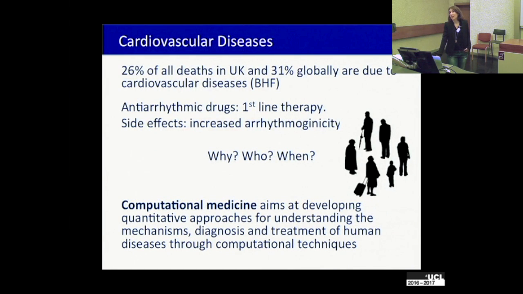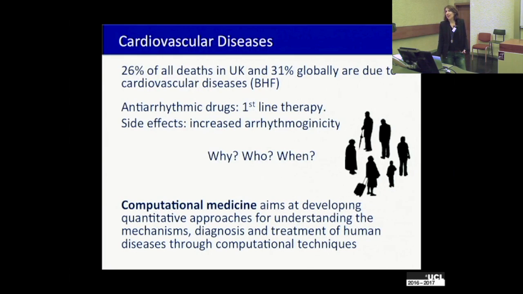But the figures speak for themselves. 26% of all deaths in the United Kingdom and 31% globally are due to cardiovascular diseases, according to the British Heart Foundation. And there is a lot of research going on in diagnosis of the diseases, mechanisms, but also on therapy. The first-line therapy of cardiovascular diseases is antiarrhythmic drugs. However, one of the most malignant side effects of these antiarrhythmic drugs is that they may lead to arrhythmias.